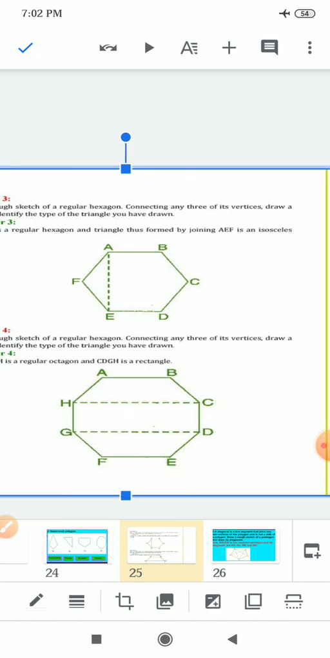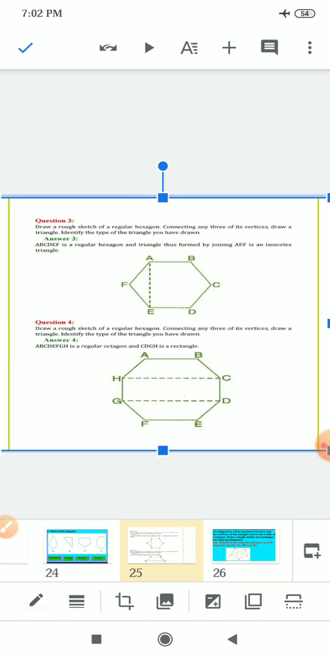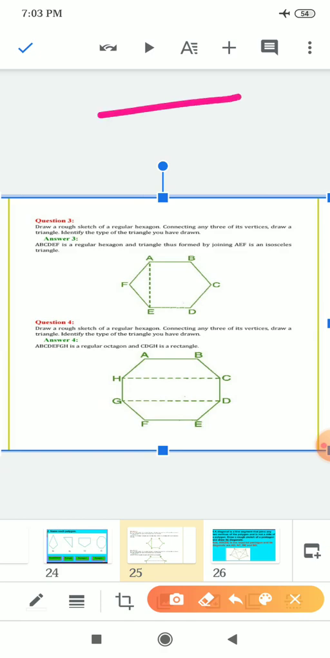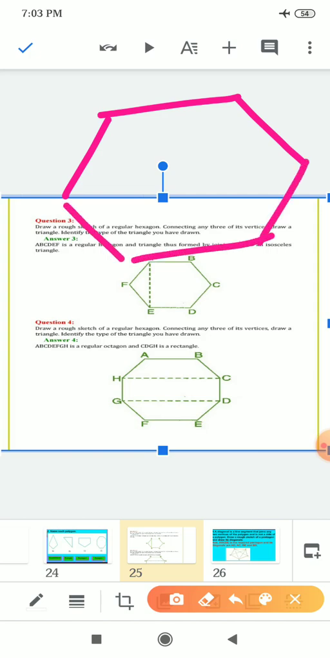So I am going to tell you, what is a hexagon? A hexagon has 6 sides. So this is 3, 4, 5 and 6. It is saying draw a rough regular hexagon connecting any 3 of its vertices. Draw a triangle. Identify the type of triangle.